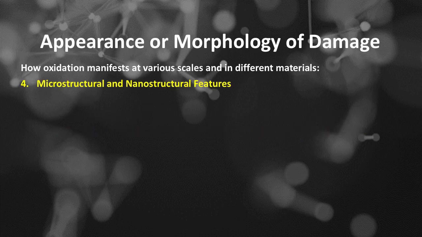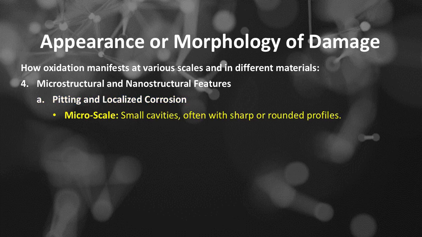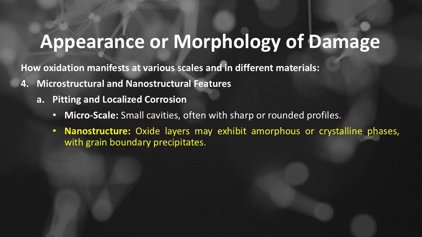Number 4 is microstructural and nanostructural features. Number A, pitting and localized corrosion. Microscale: small cavities, often with sharp or rounded profiles. Nanostructure: oxide layers may exhibit amorphous or crystalline phases, with grain boundary precipitates.